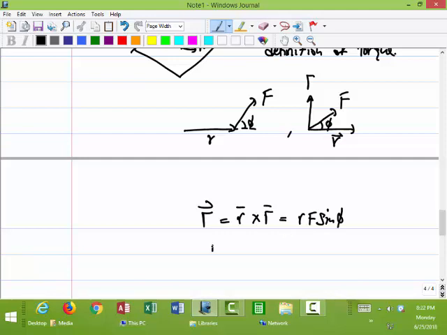And if we want to be more formal, then we can say that these two vectors, we are talking of their magnitudes now. So tau is the magnitude of the torque.